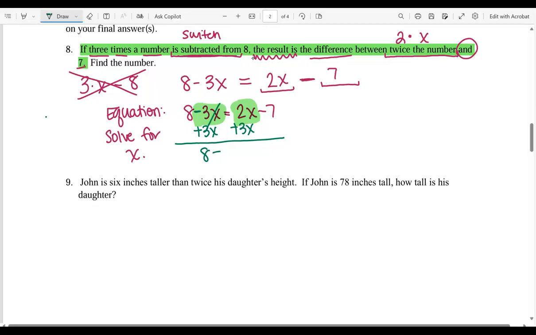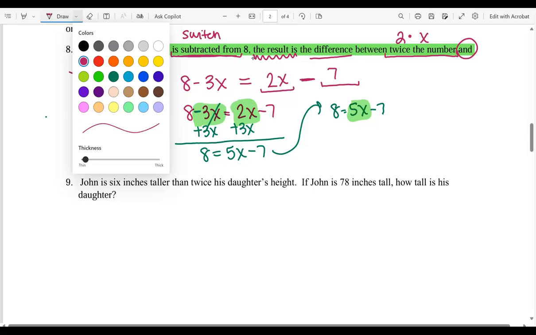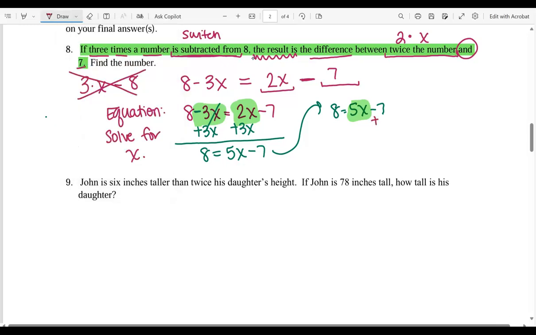That leaves me 8 equals 2 plus 3 is 5x minus 7. Now, I've got x in a single spot. That's wonderful. But this minus 7 is tagging along. So let's undo it by adding 7 to the other side.